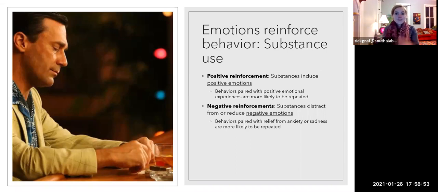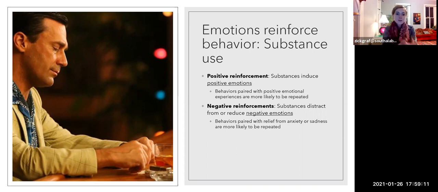But in addition to positive reinforcement, and in fact, taking over for positive reinforcement as our bodies develop tolerance and drugs no longer have the same emotional positive effect on us, negative reinforcement also comes into play when substances distract from or reduce the experience of negative emotions.